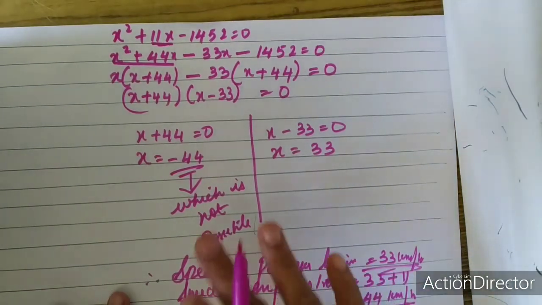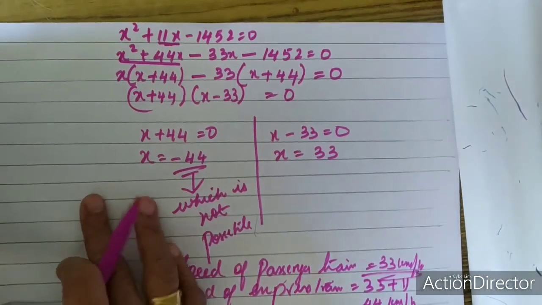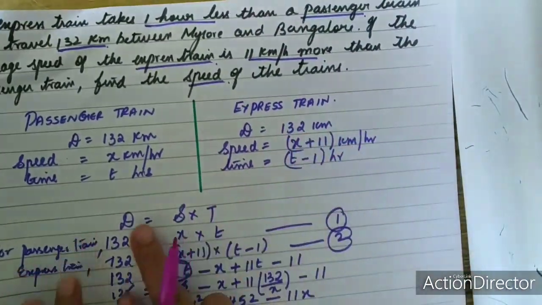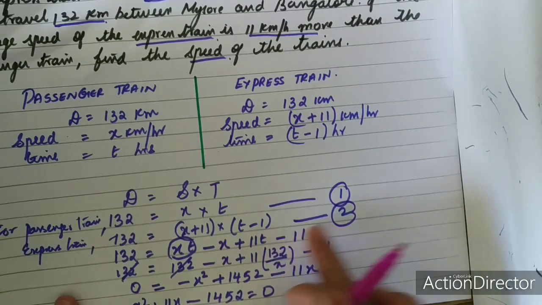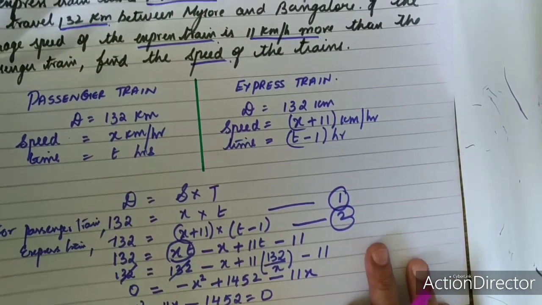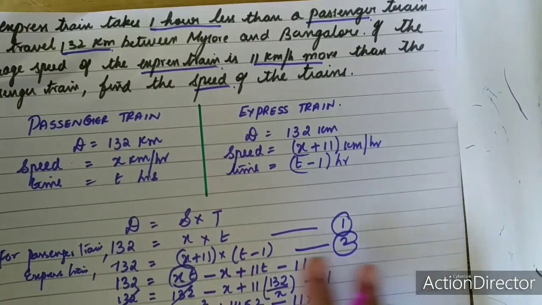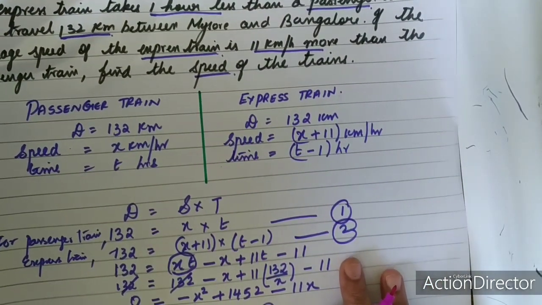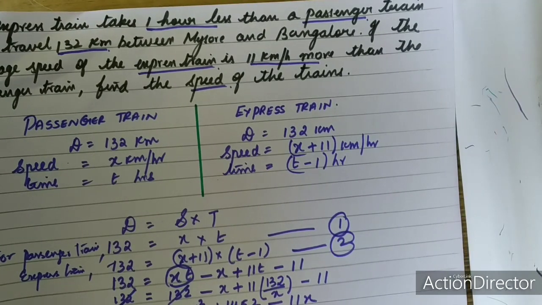So this is the way to frame the equation. If you learn how to frame the equation like this, that is distance is equal to speed into time, and increasing the speed and decreasing the time, this formula if you learn, this is common for all this type of sums. It's very easy for you to solve this equation. Hope you have understood all these three types of sums.